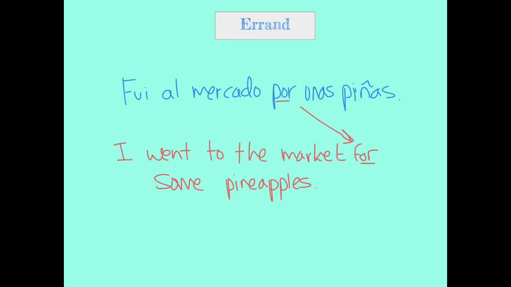And lastly, errand. Here we mean the object of an errand, as in why did you go on the errand? What was your end goal? What were you going to get out of that errand? For example, if I don't have any milk and I need to go to the supermarket and I go to the supermarket for milk, that would be an example here. So, fui al mercado por unas piñas. So I went to the market for some pineapples. So again, anytime you talk about why you went somewhere, what you got there, the object of the errand, that's going to need por.